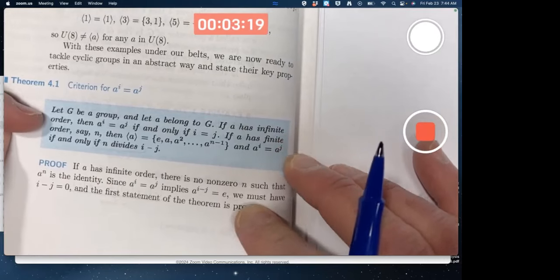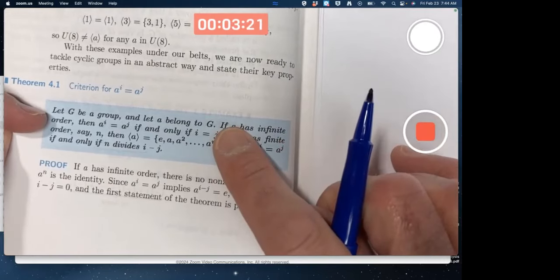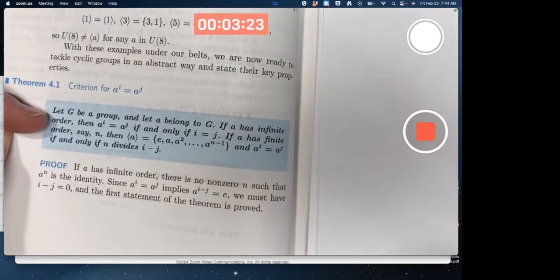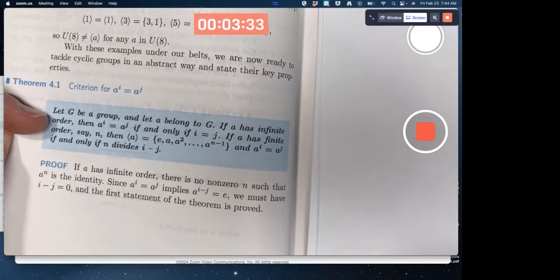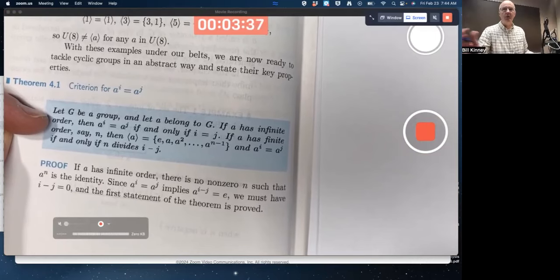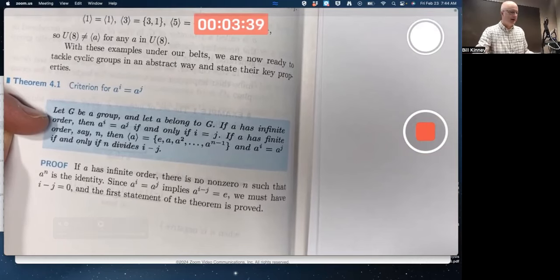Let G be a group and let A be a member of G. Notice that G is not assumed to be cyclic. A is an element. We can, in any group, whether the group is cyclic or not, consider the cyclic subgroup generated by an element. We can always do that. And that's what we're doing here.